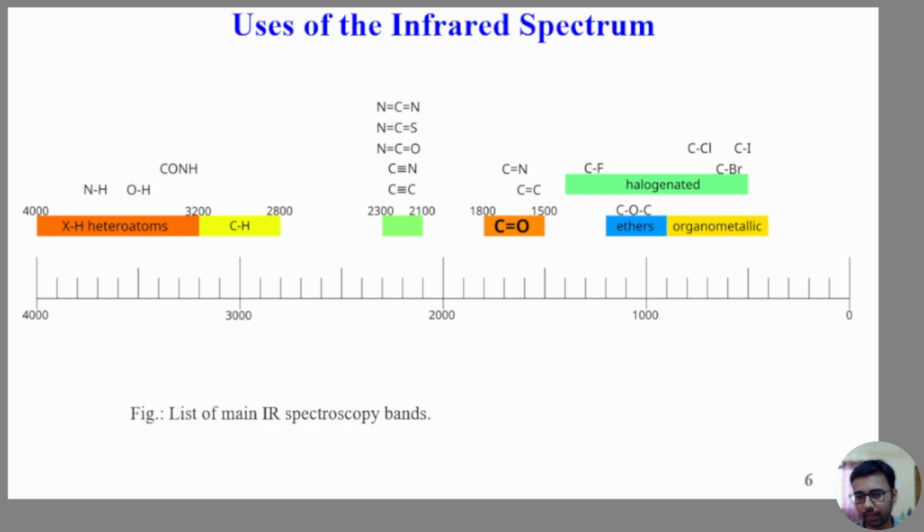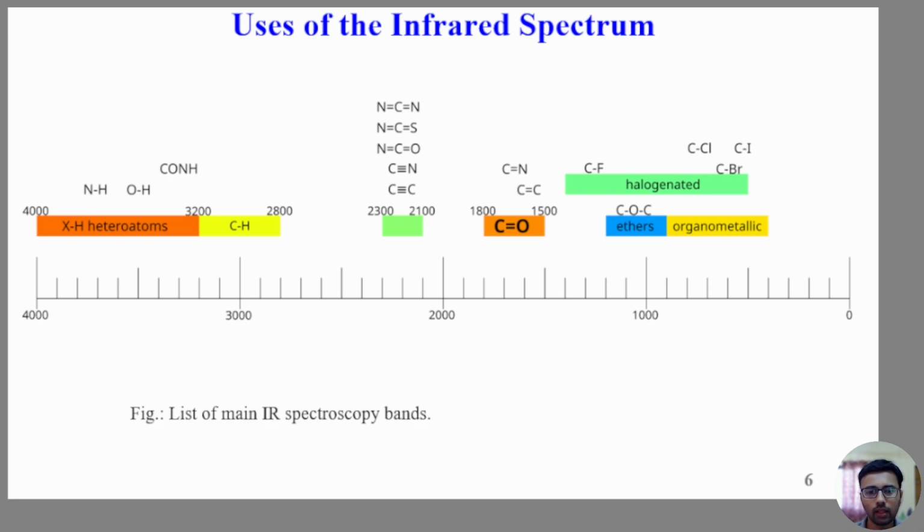And what is fascinating is that different functional groups absorb in different regions of the spectrum. This means that each region of the IR spectrum corresponds to specific types of molecular vibrations. Let's walk through these regions one by one.